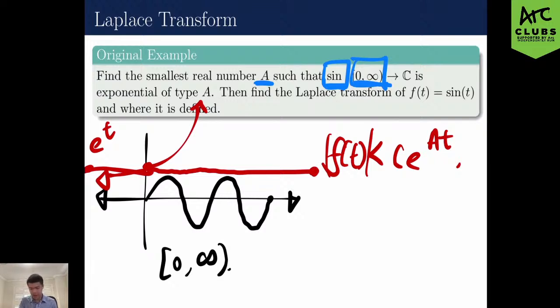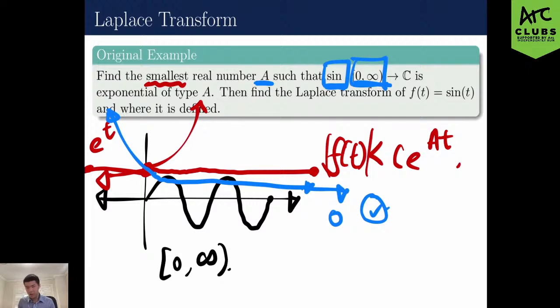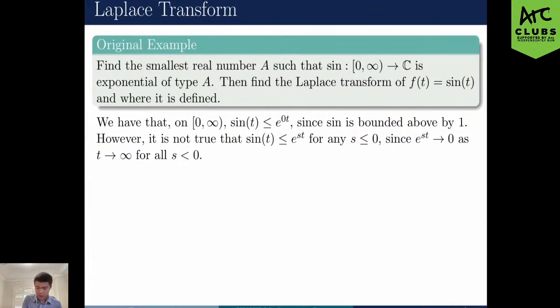So it does seem that 0 would work, but they want the smallest real number, so the question is, does any number less than 0 work? 0 definitely works, but would any number less than 0 work? Well, no, because if we draw that out, we'll get something that decreases and approaches 0 asymptotically as you go towards infinity, which means it'll not bound sine from above. So sine t is less than e^(0t), since sine is bounded above by 1, but it's not true for any a less than 0. And so a is going to be equal to 0.